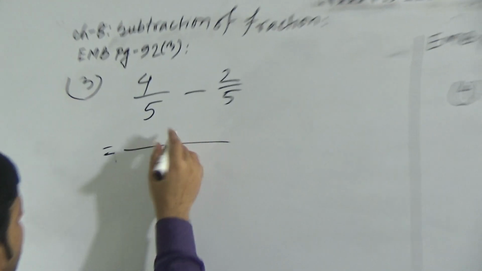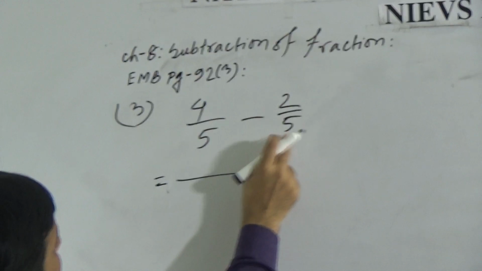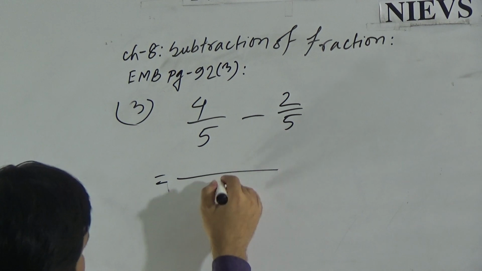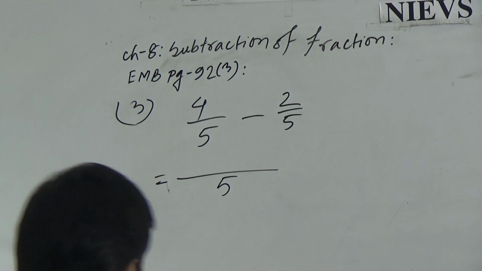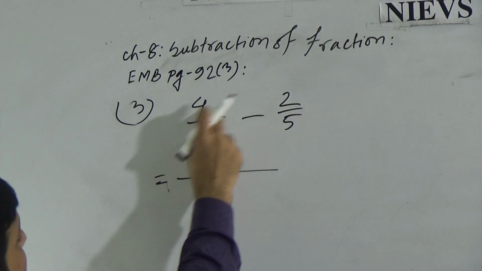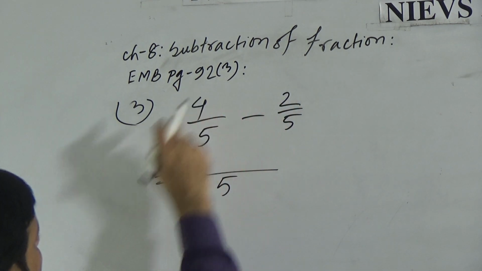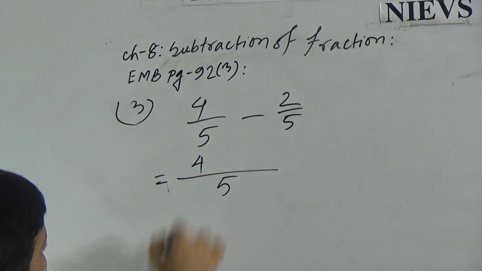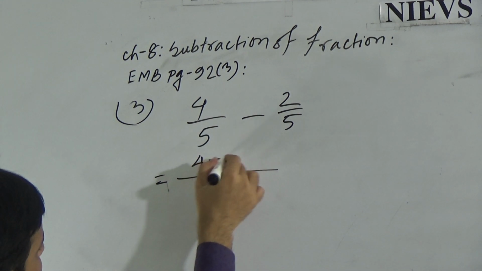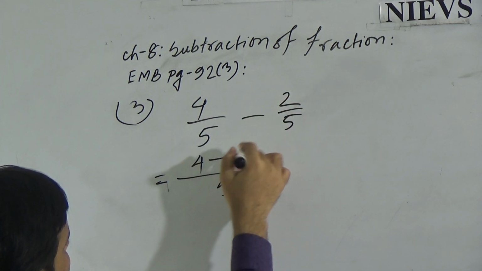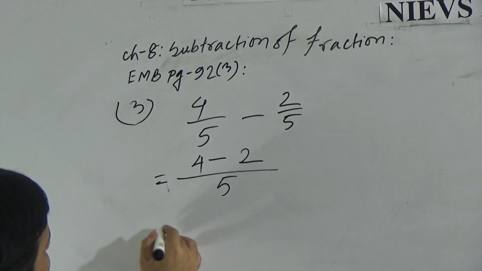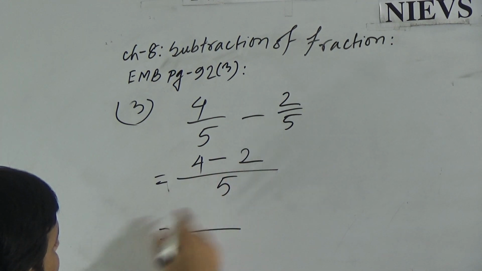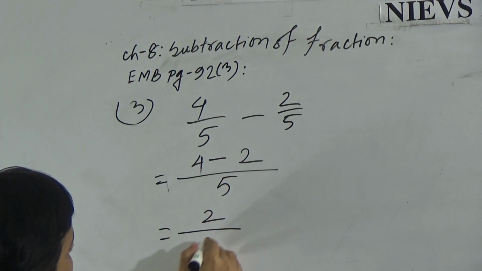So right here, dear students, observe that denominator of both fractions are same, that is 5. So we can write only one denominator, that is 5. Now we have to subtract the numerator of second fraction from the numerator of first fraction. It means that we have to subtract 2 from 4. So write the denominator of first fraction at first. Here is subtraction, so give subtraction. Now numerator of second fraction, that is 2. So if we subtract 2 from 4, we will get 2. Here is 5.